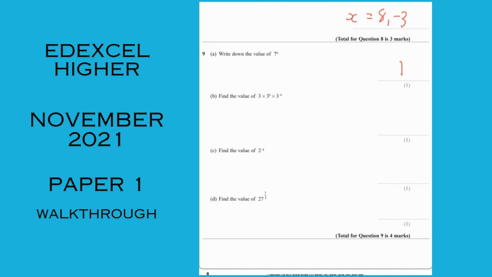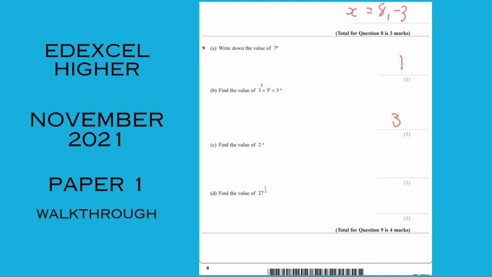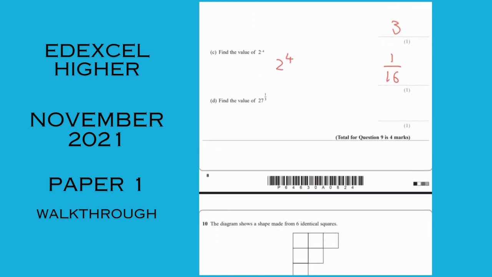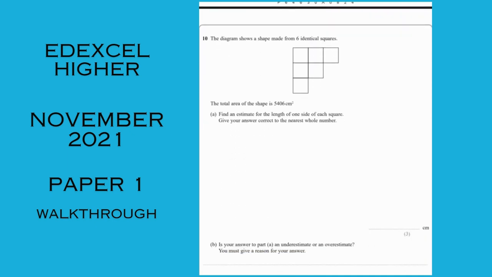9a, anything to the power of 0 is 1. Part B, add the powers. So there's a power of 1 there, and the 6 and the negative 6, when you add them, they cancel out. It's just 3 to the power of 1. Number C, number 9C. So negative power means 1 over 2 to the power of 4, 2 times 2 times 2 times 2. There we go. And power of a third, don't forget, means cube root. And 3 times 3 times 3 makes 27.